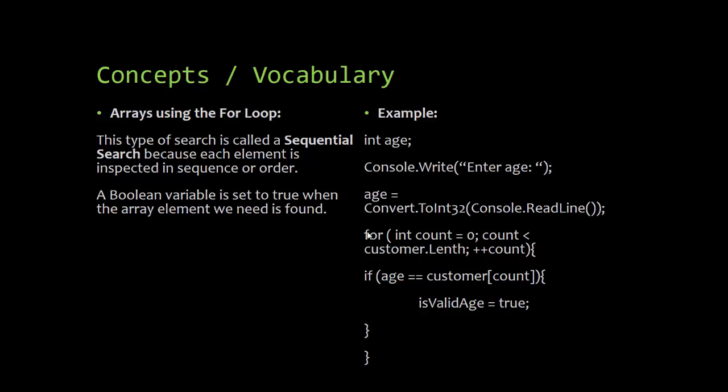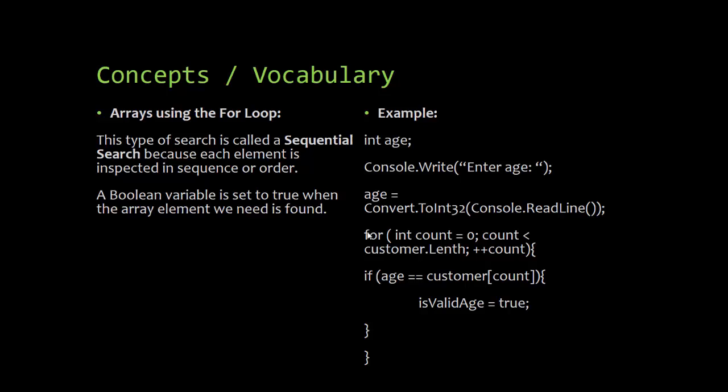Now pretend we made an array called customer. We would say for integer count equals 0, and while count is less than customer.length, or the size of the array, let's see if age equals customer[count]. So the counter is going to represent the search. It'll start at 0 until it goes through all of the array elements using the dot length. The dot length will tell us how many times we are going to run it, and it'll search from beginning to end, waiting to see if age equals any of its array elements.